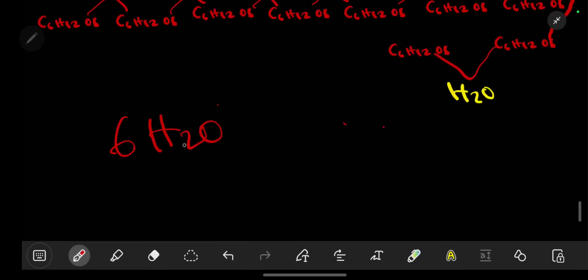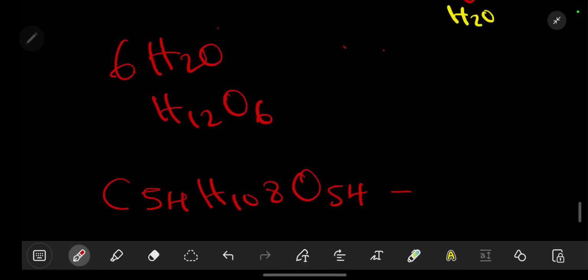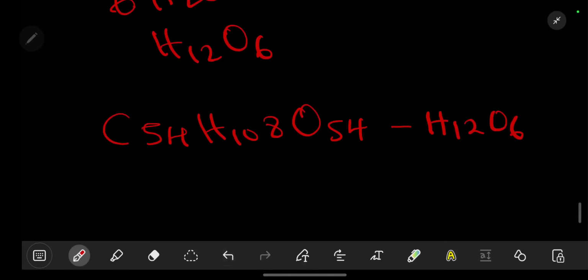Then we multiply 6 times 2, that will give us 12. Then we have our O6, like that. So we are going to subtract. Remember, I have C54, H108, then we have our O54. So we subtract minus our H12, then we have our O6, like that. If we subtract, we are just subtracting from hydrogen. I can even put it here, which will give me my minus H12O6, like that.